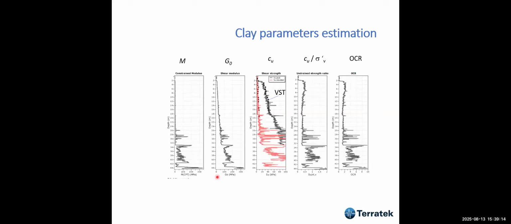So these parameters can be estimated through that program that I've shown you, and we can compare with the VST data, undisturbed VST data, and these are remolded data. So we can compare the prediction from CPT with actual VST values and check whether or not a correction must be made.